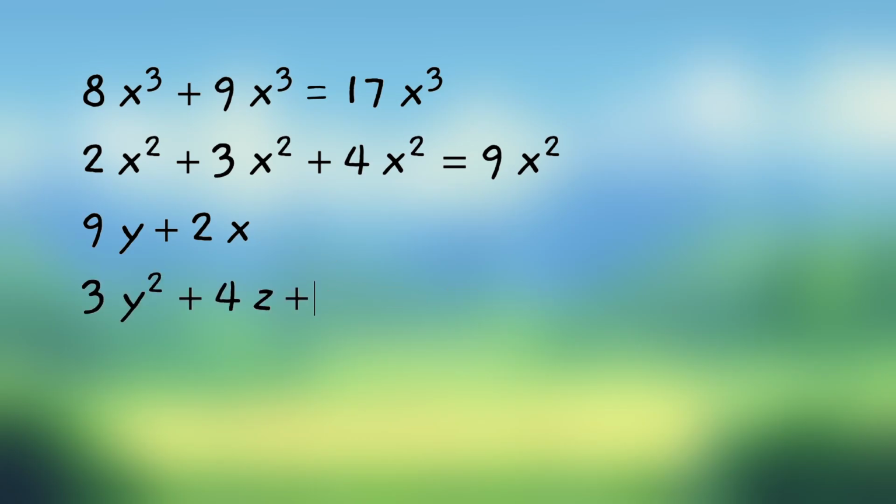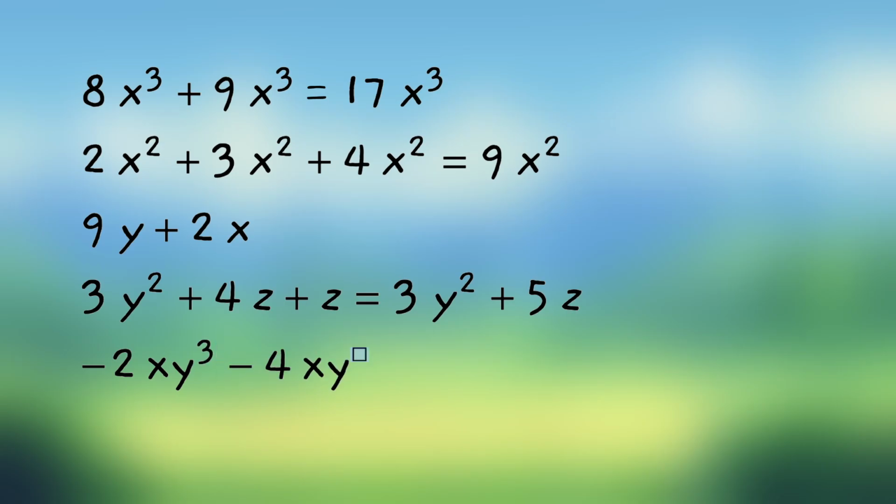3y² plus 4z plus z. In this expression, 4z and z are like terms. If you combine them, you get 3y² plus 5z. We cannot combine these last two terms because they're not like terms. Negative 2xy³ minus 4xy³. These are two like terms, so we can combine them. By combining the numbers, you get negative 6xy³.